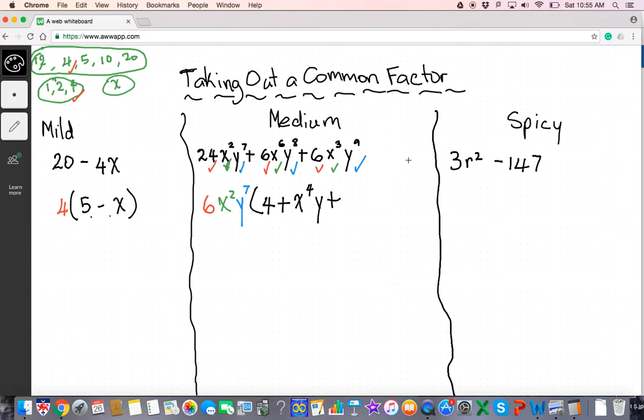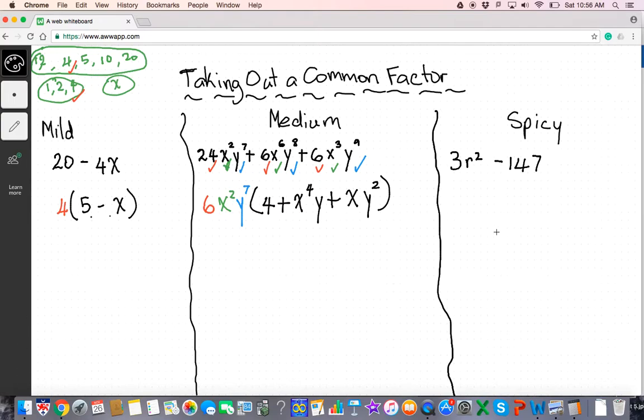All right. So in the third expression, the third term over here, we do the numbers with the numbers. 6 divided by 6, they cancel out. X to the 3rd divided by x squared gives you x to the 1st. We don't have to write that exponent because it's just the same as x. And y to the 9th divided by y to the 7th gives us y squared. We subtracted our exponents. And now it's done. That's as simple as this one can get. We've taken out our greatest common factor and factored everything out.